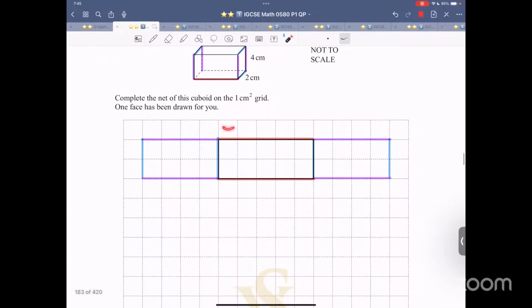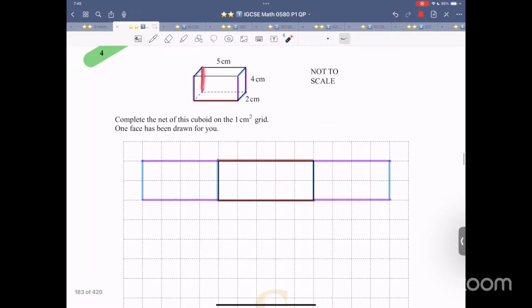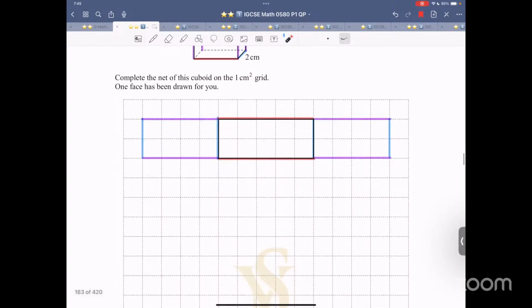Or since there is less space, so this wall is what you have drawn, and then draw on this side, and then draw on this side. So therefore, this becomes the base. That is how you approach this net problem. Got the idea? So now let's move on.